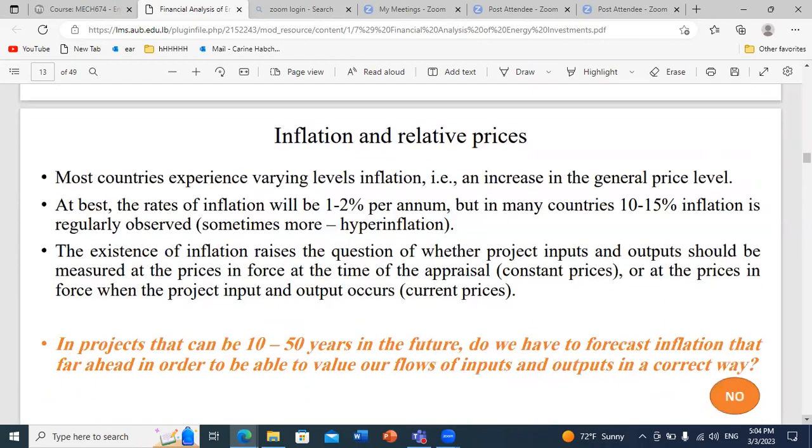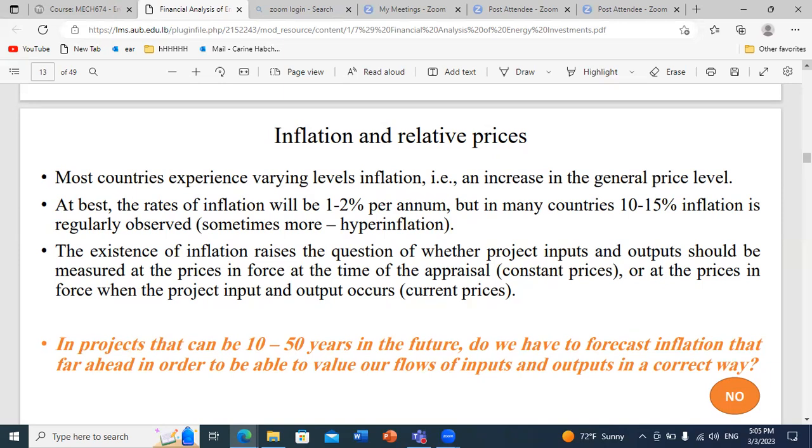Okay. Now, what about inflation and relative prices? Should we account for them? Let us discuss this. Most countries experience varying levels of inflation, an increase in the general price level. At best, the rate of inflation will be 1 to 2% per year, but in many countries, 10 to 15% inflation is regularly observed. In countries like Lebanon, we have a very high percentage of inflation. In stable countries, you have a small rate of inflation, while in countries in crisis, you can have hyperinflation and a very high percentage.